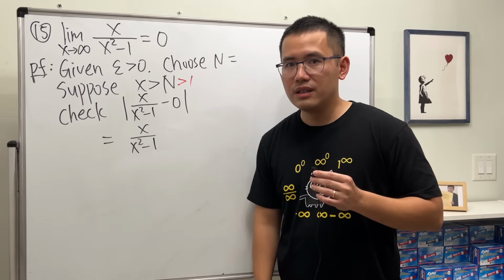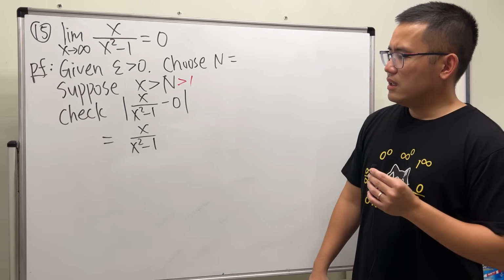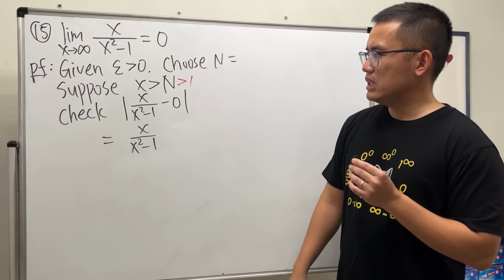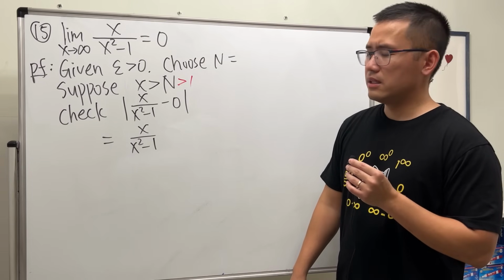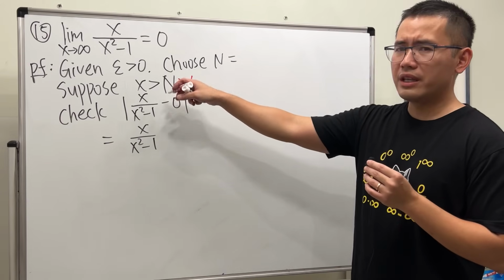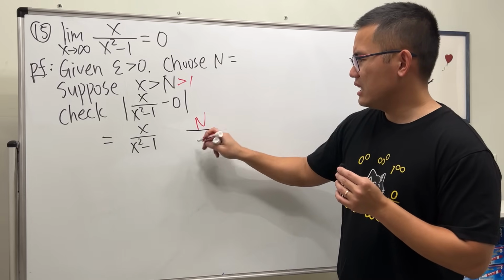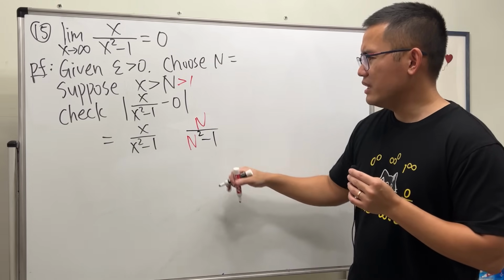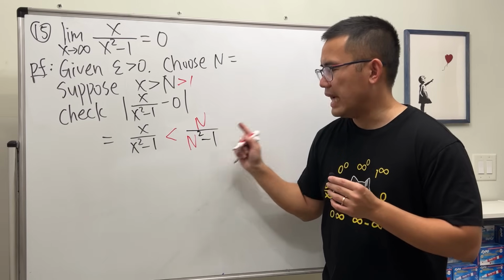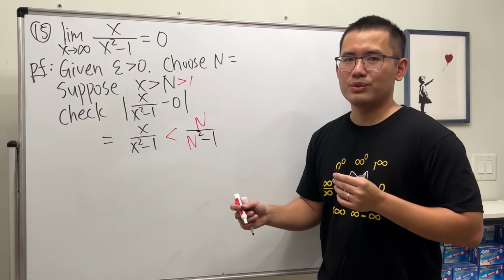So what do we do? Well, here's the thing. Wouldn't it be nice if we can just somehow cancel the x on the top? Let's think about it. Or maybe you want to try right here and then replace all the x's with n's. So let's see, n and then n squared minus 1. Can we make a comparison? Is this less than that? I will tell you, not clear. Maybe not true, I don't know.